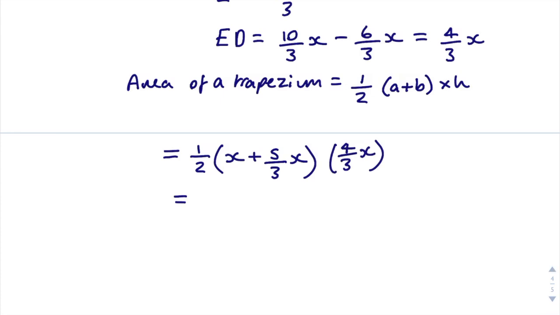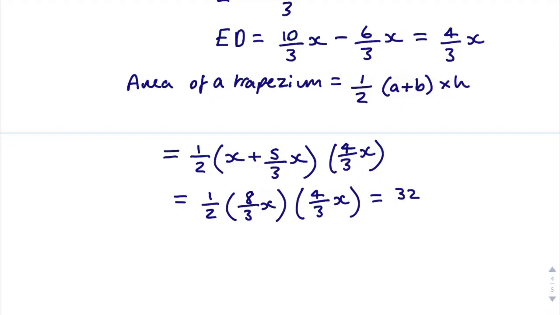Now, if we simplify what's inside this bracket, we're going to get a half multiplied by x plus 5/3 of x, where we can make x the same as 3x over 3. So that's going to simplify to 8/3 of x, and then multiplied by 4/3 of x. So now, if I multiply all of these quantities together, I'm going to get 32 over 18 x squared. So that is my expression for the area of the trapezium.